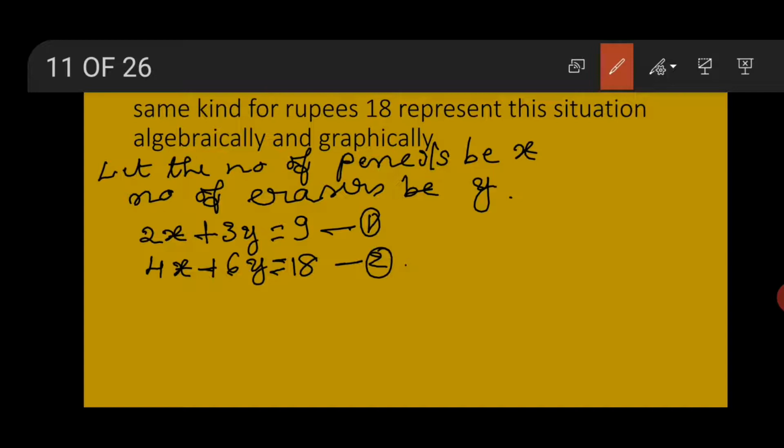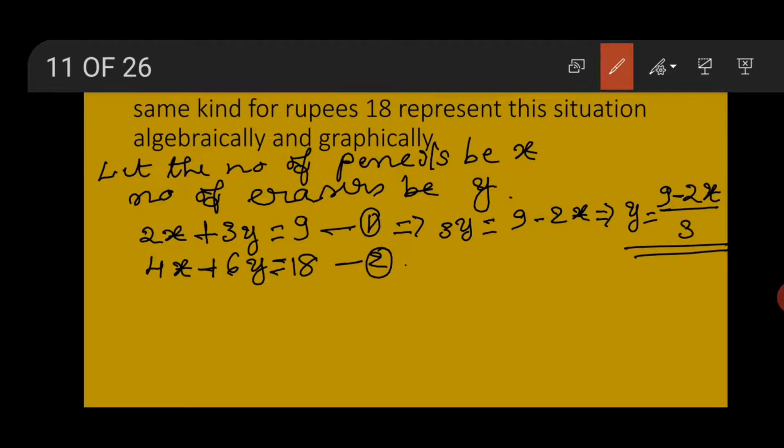In the first equation, y is equal to what? 3y is equal to 9 minus 2x. So y is equal to 9 minus 2x divided by 3. This is one equation. Next, in the second equation, 6y is equal to 18 minus 4x. So the value of y is equal to, we can simplify here also.